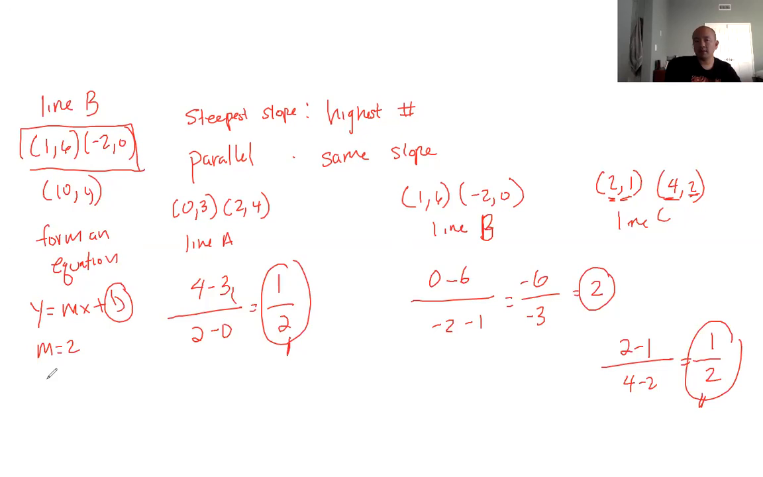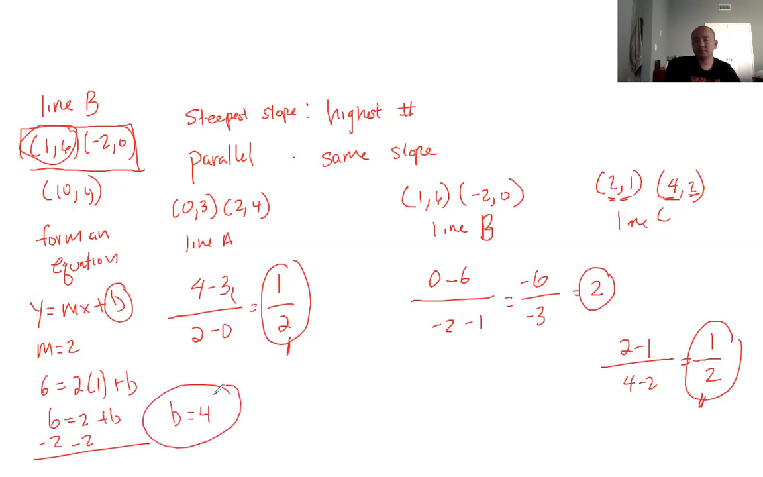So we plug in those numbers, it would be what? Let's plug in this one, 6, 1. So 6, the y, is equal to 2 times 1 plus b. 6 is equal to 2 plus b. Subtract 2 from both sides. So b is equal to 4. Okay, so we have the equation y is equal to 2x plus 4.